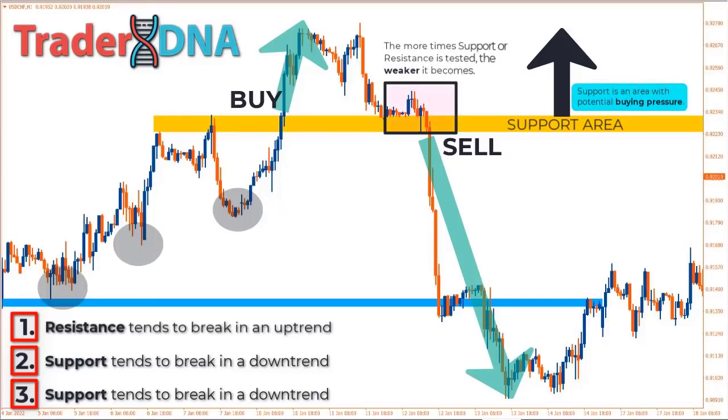The more times support or resistance is tested, the weaker it becomes. So it's a sign of weakness as the bulls couldn't push the price higher. Perhaps there's no buying pressure, or there's strong selling pressure. Either way, it doesn't look good for the bulls and support is likely to break. Here is an example. And the opposite for resistance.